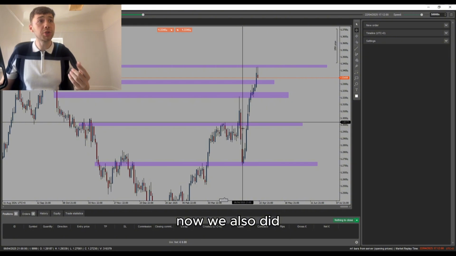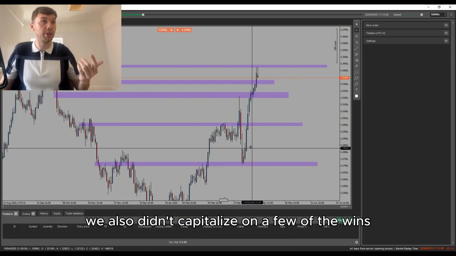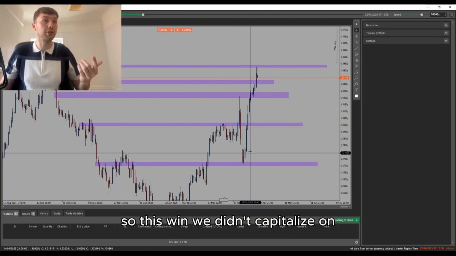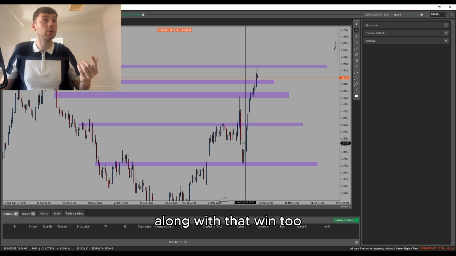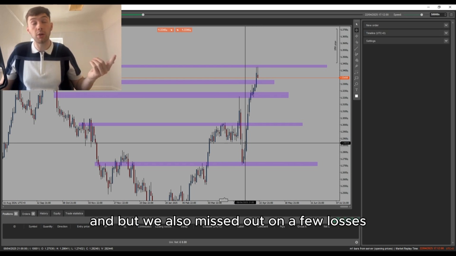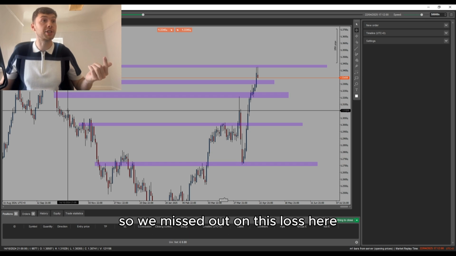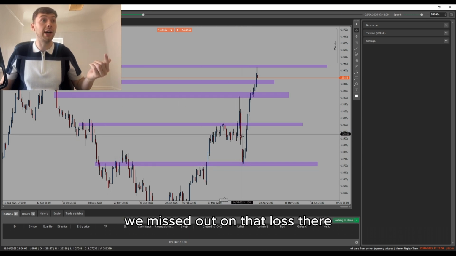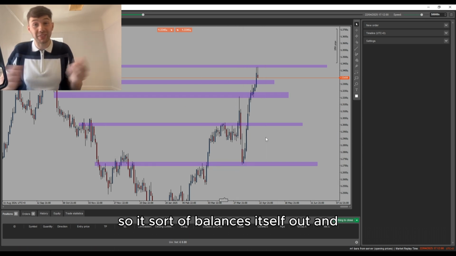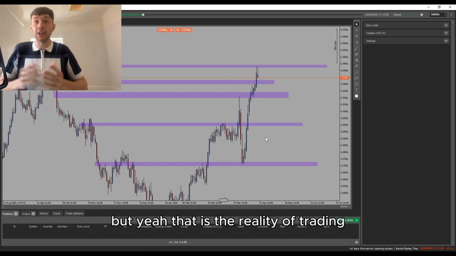Now, we also didn't capitalize on a few of the wins. So this win we didn't capitalize on, along with that win too. But we also missed out on a few losses. So we missed out on this loss here. We missed out on that loss there. So it sort of balances itself out. But yeah, that is the reality of trading.